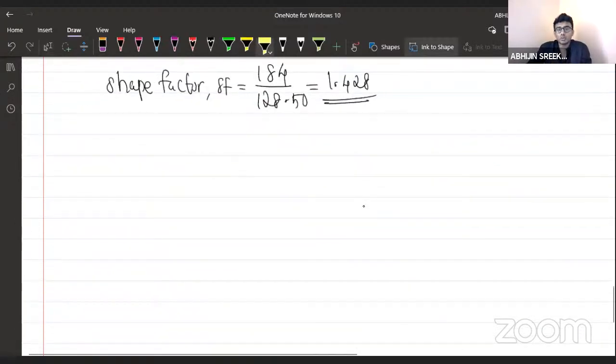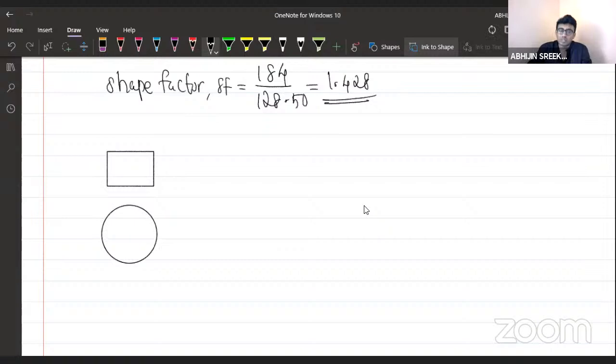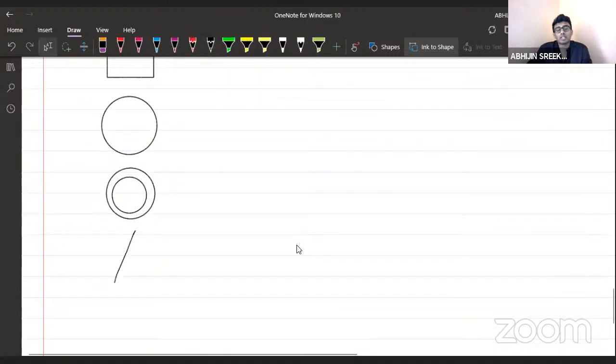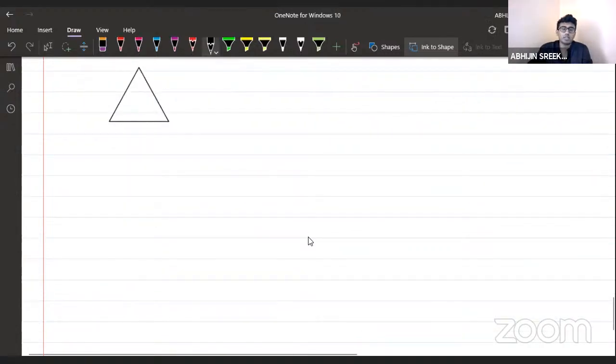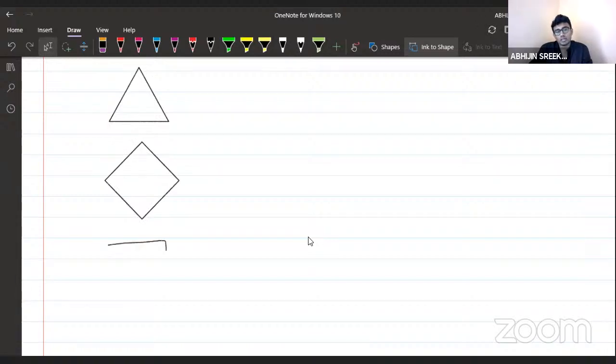Now I am going to tell you some important things here. We need to remember, of course, we cannot remember the shape factor for this value. Why? Because if one dimension is changing, then the entire shape factor value will be different. But the shape factor value for a rectangular section, you need to remember. Shape factor value for a circular section, you need to remember. Shape factor value for tubular circular sections, you have to remember. Shape factor value for a triangle, you need to remember. And sometimes the shape factor value for a diamond, you have to remember. And the shape factor value for, let us say, an I section.